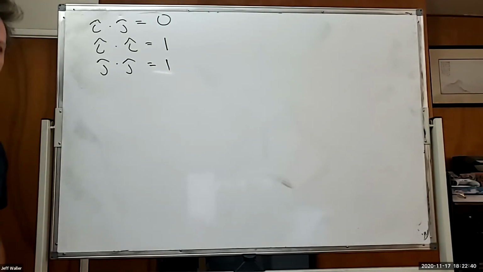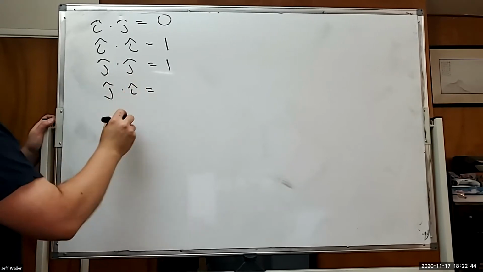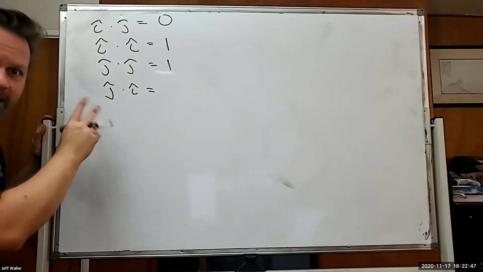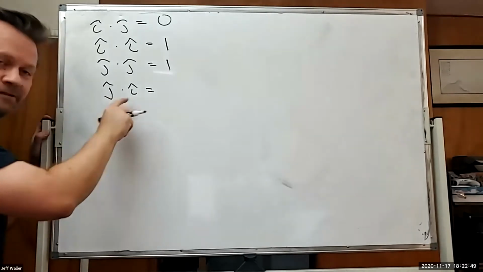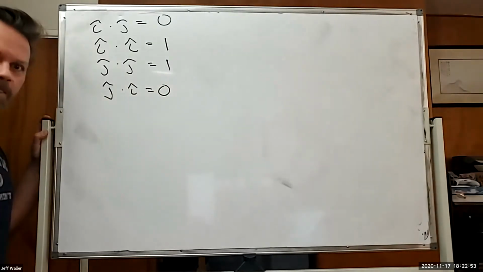Oh, by the way, are you guys understanding? What would j hat dot i hat be? What if I turn it around? Does that save it? Do they agree now? So of course it's still too bad. 0.